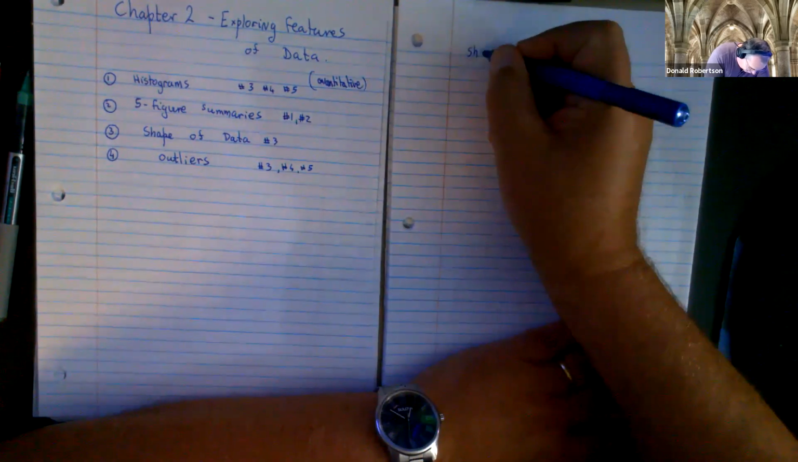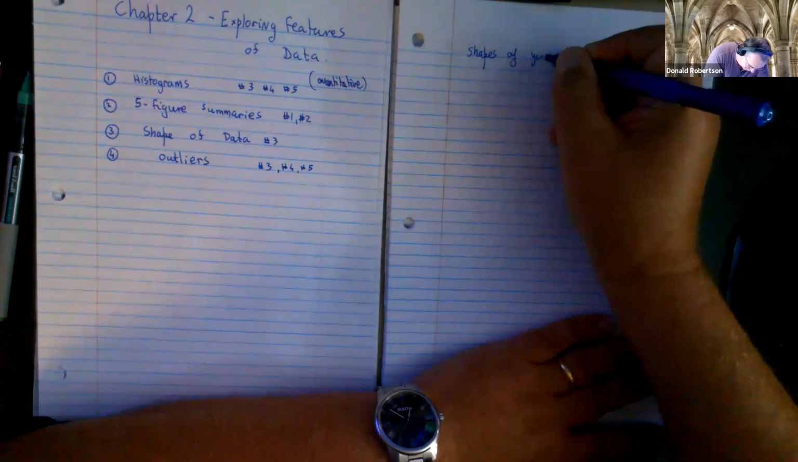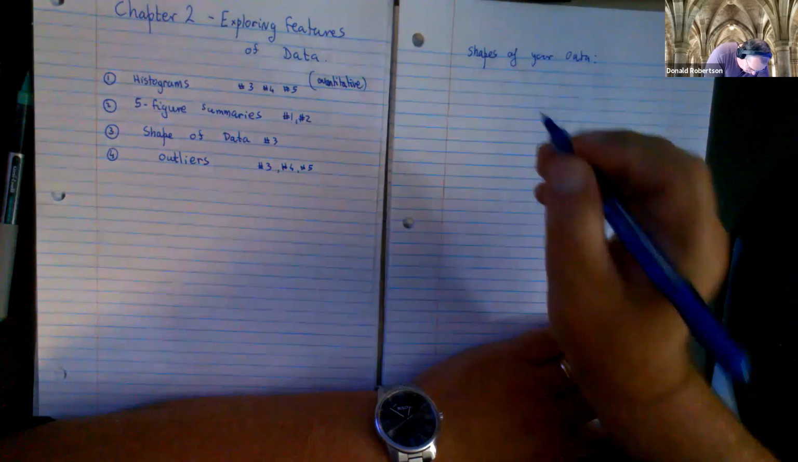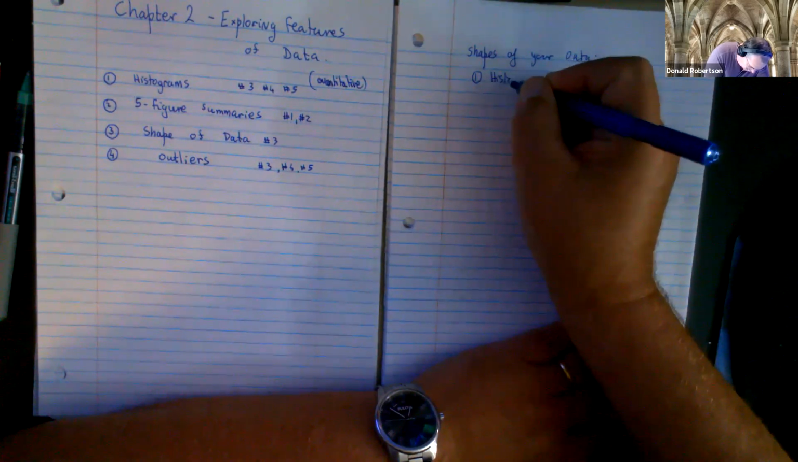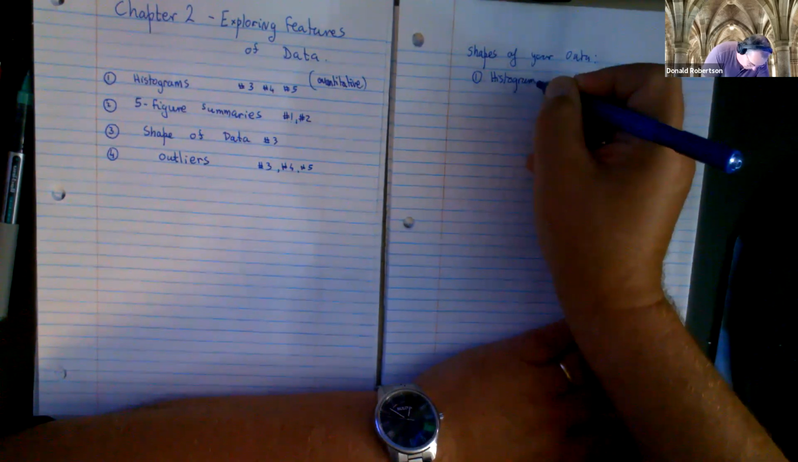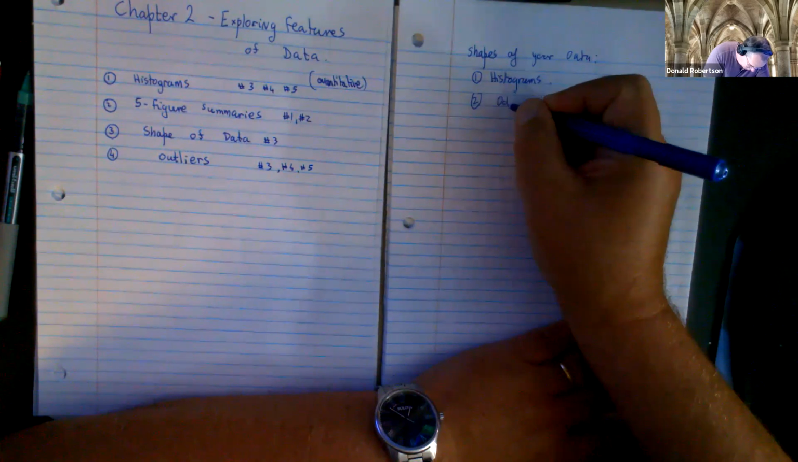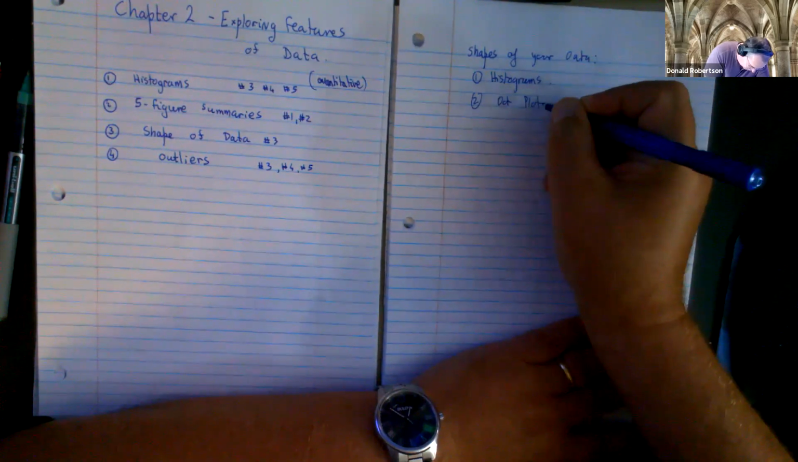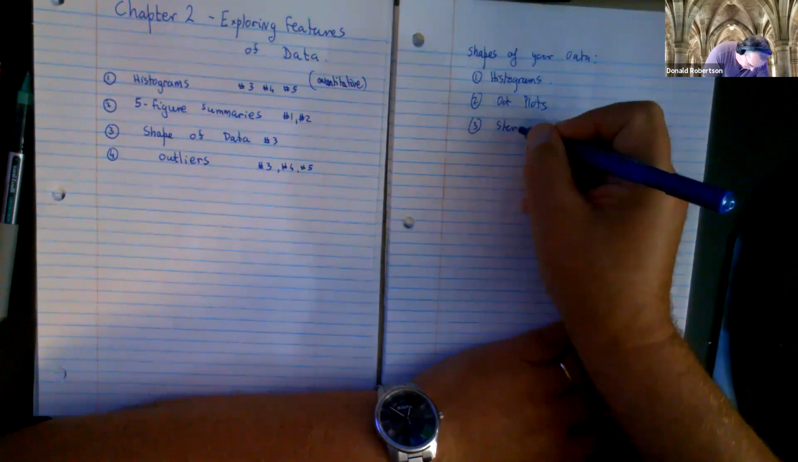So let's talk a little bit about shapes. And what I mean by that is actually the shapes of your data. And the typical things that you're going to be looking at are histograms. But there is also things called dot plots. I don't think we get any in this, but you will get them in the future. And we have things called stem and leaf.